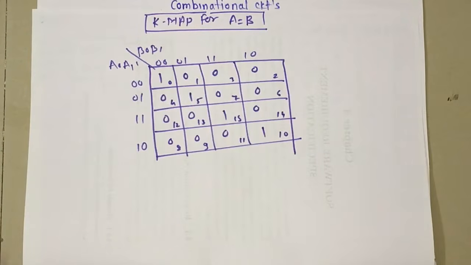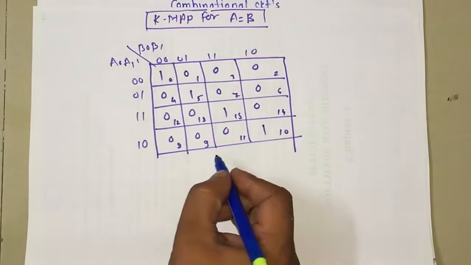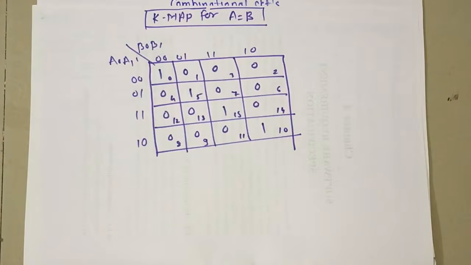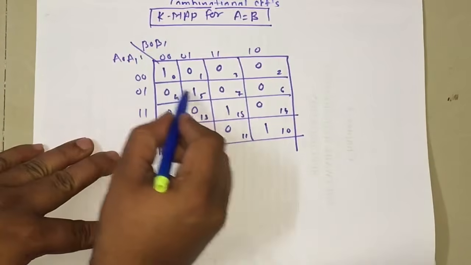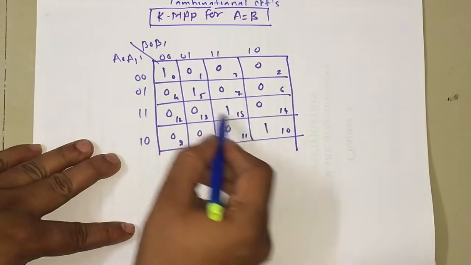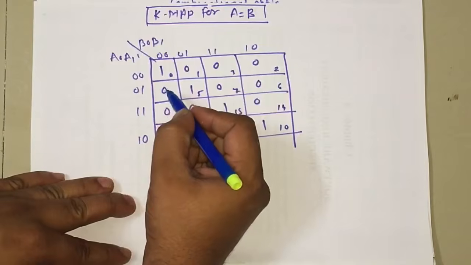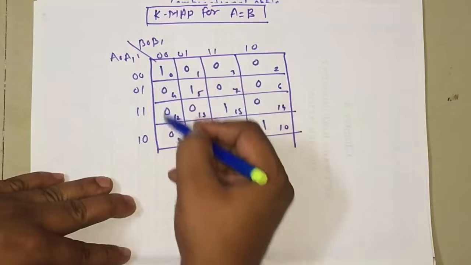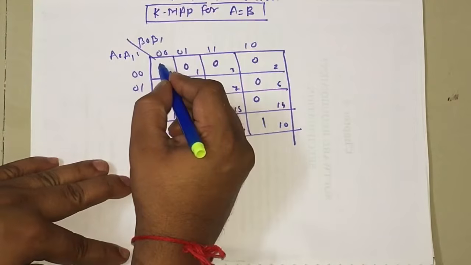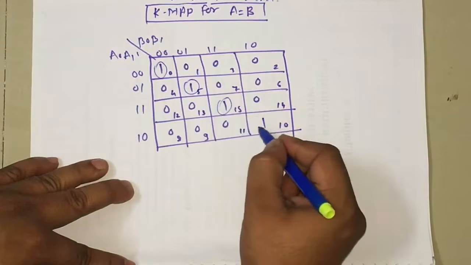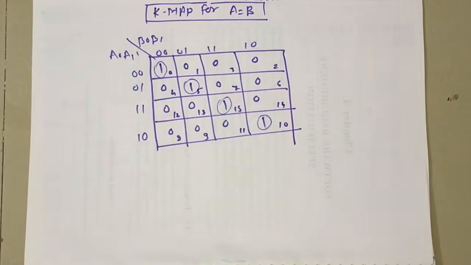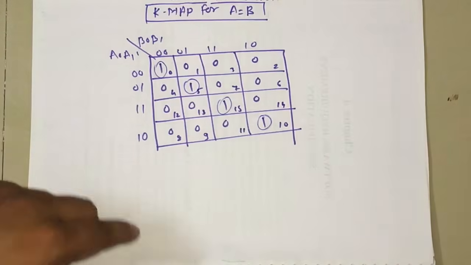Now if you look at this K map, it is not possible to form either a pair or octet or quad, because no one is adjacent to each other. The diagonal ones we cannot say are adjacent. The adjacent ones are always either in a row or in a column. So for this purpose we have to consider each single one as a group, and for that we have to write the equation.